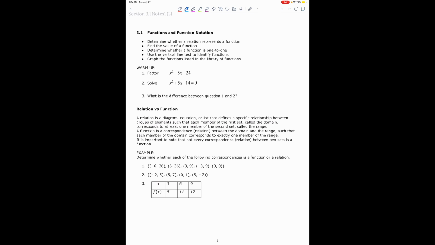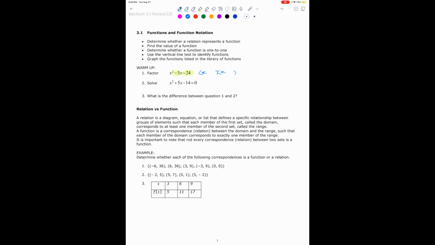Here's a warm-up activity, really quick. The first activity is to factor x squared minus 5x minus 24. Remember, this is a quadratic expression, so it's going to factor into multiplication of two binomials. First, we factor the x, so x times x is x squared. And then we're looking for two numbers such that the product is negative 24 and the sum is negative 5.